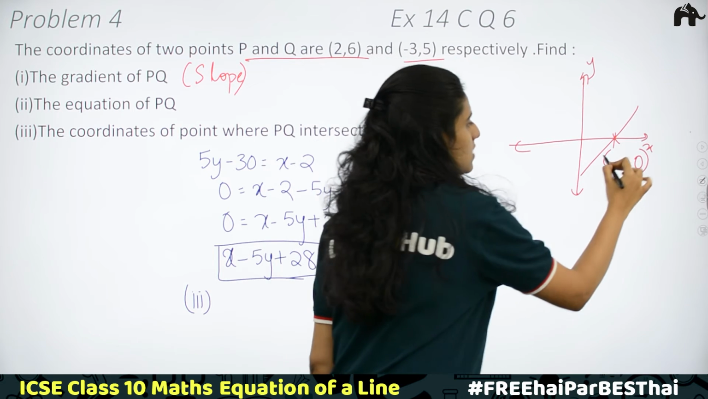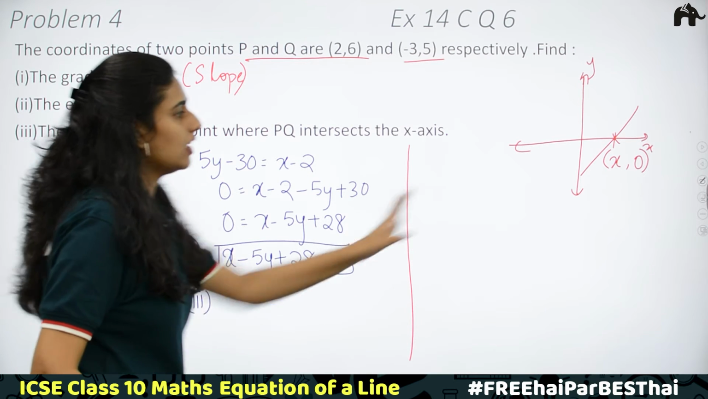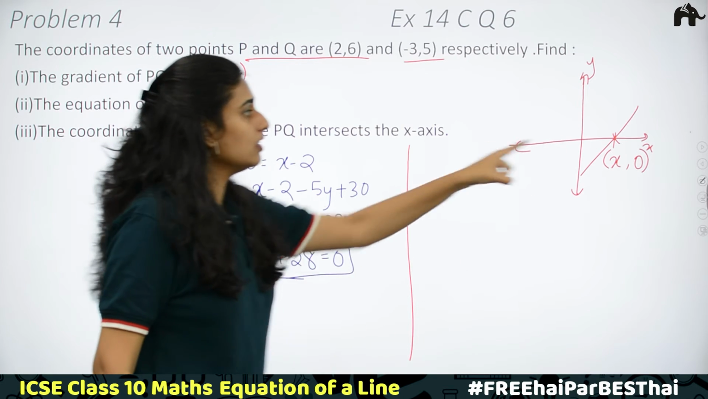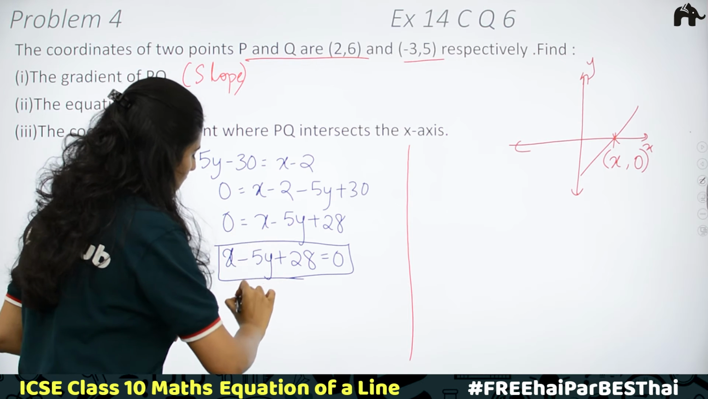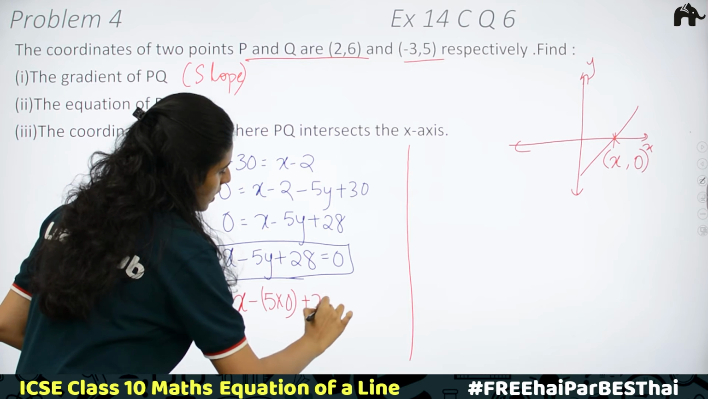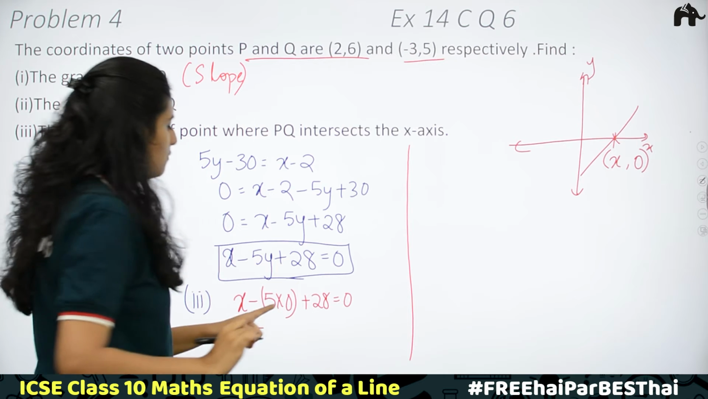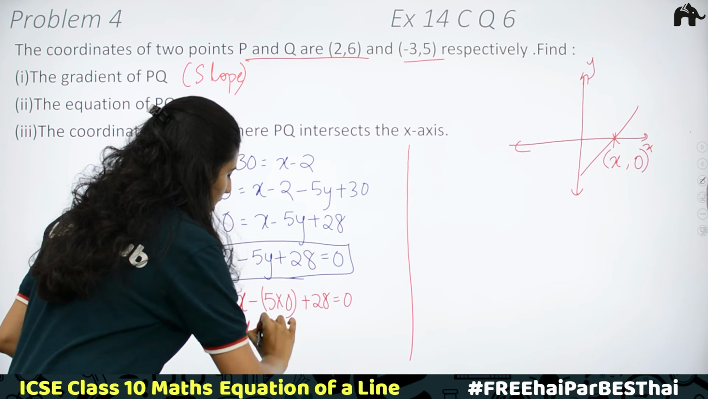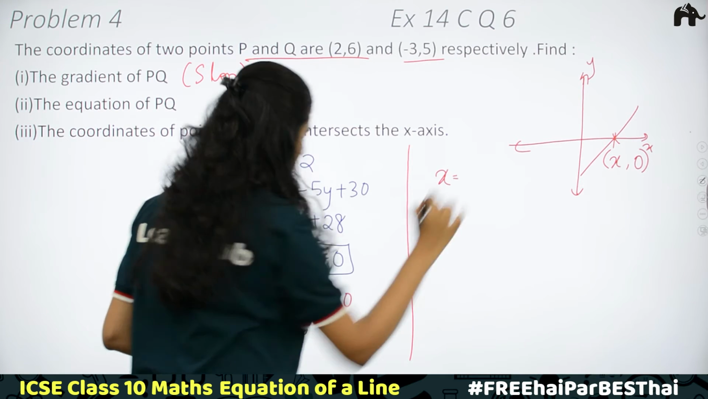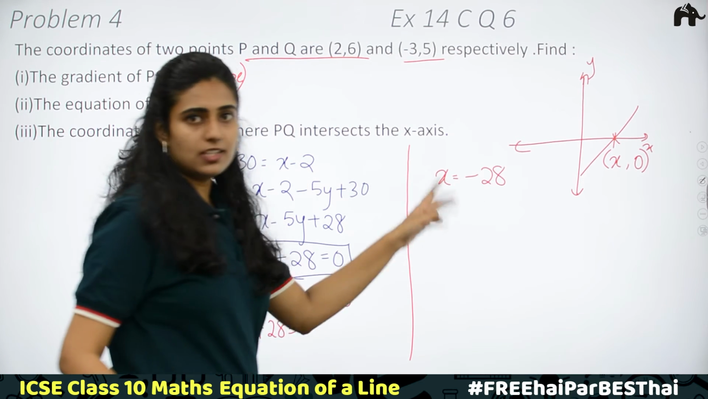Okay, the value of x we don't know. We are going to find the value of x. So, in this equation, we are going to put y value 0 because at that point, we have the y-coordinate 0 because it lies on the x-axis. Substituting, what we get? X minus 5 into 0 plus 28 is equal to 0. That is x minus 5 into 0, 0. Then we have a 28. Plus 28 equal to 0, which means x is equal to, taking this plus 28 to the opposite side, minus 28. We got the x value.